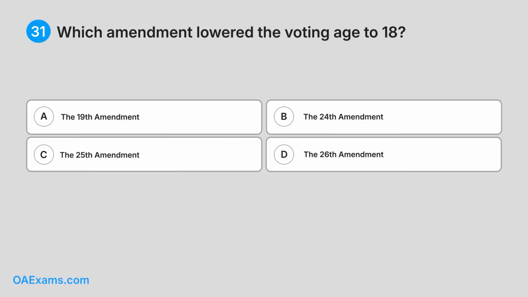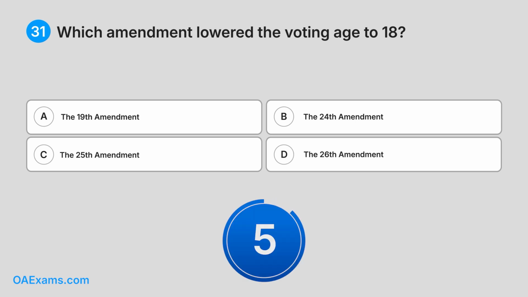31. Which amendment lowered the voting age to 18? A. The 19th Amendment. B. The 24th Amendment. C. The 25th Amendment. D. The 26th Amendment. What do you think is the answer?